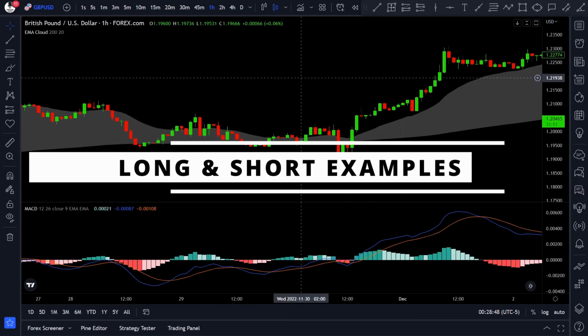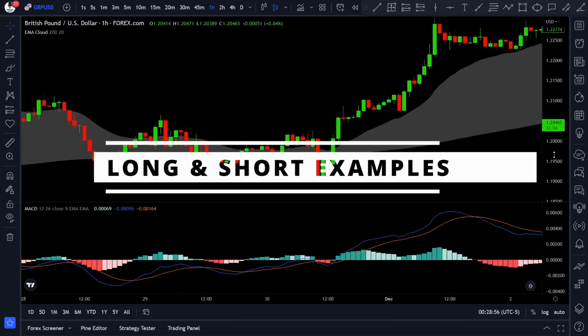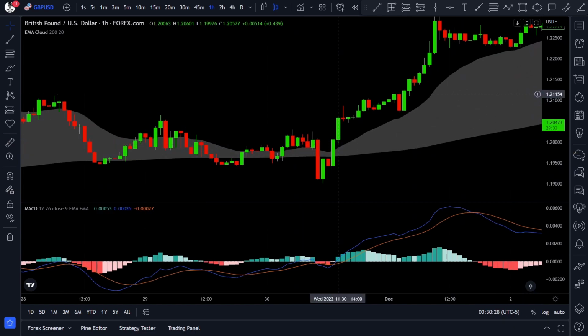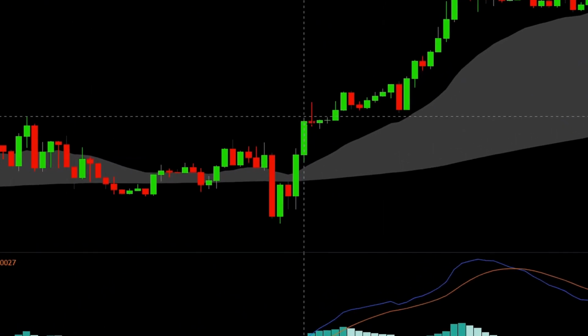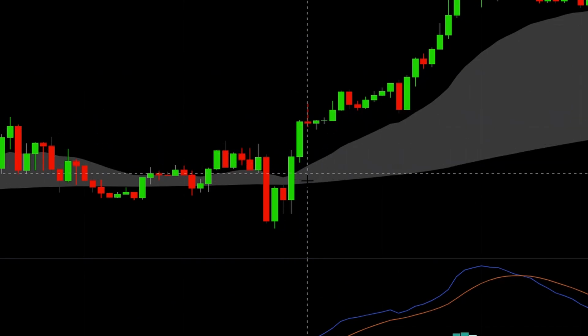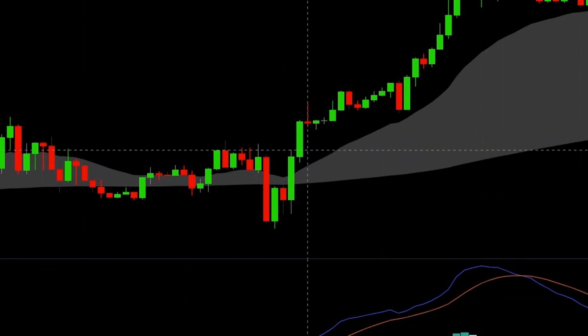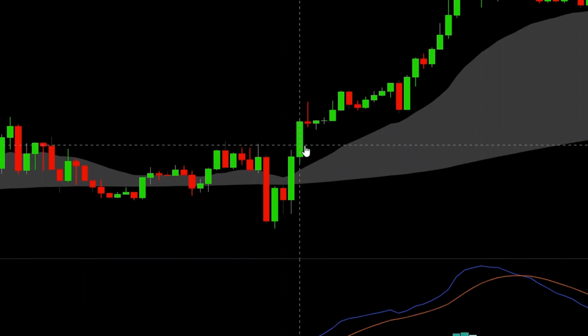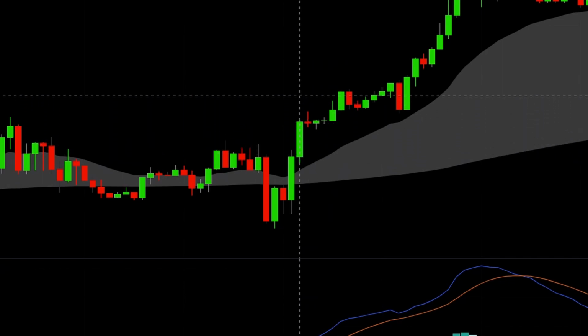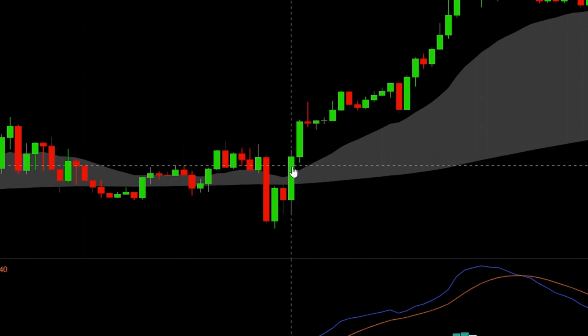Now let's go over the long and short examples. The rules for a valid long entry are the following. First, we need to see that a candle is closing above the EMA cloud or just breaking outside of the EMA cloud with a close outside of the EMA cloud. One important rule is that the entry signal candle can't touch the bottom of the EMA cloud in case of a long position. So for example, this candle couldn't have been a long entry.